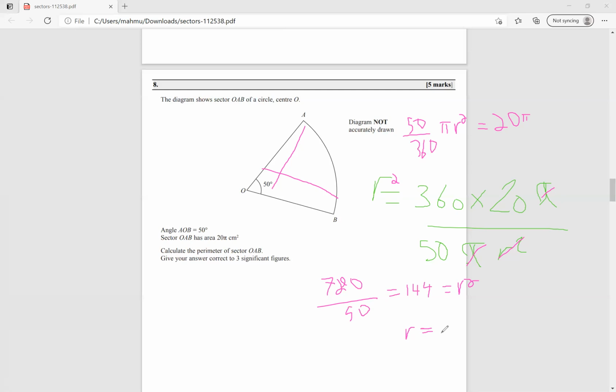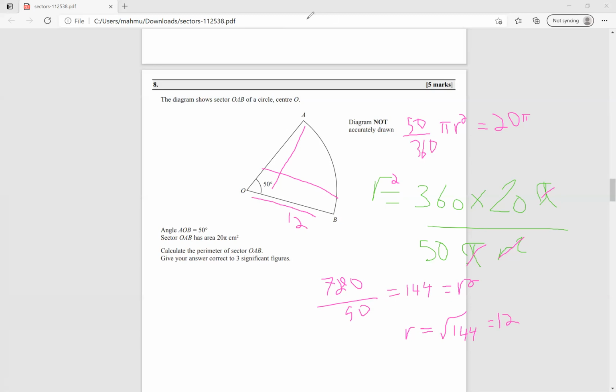Square root. So square root of 144. Now I know my R is equal to 12. Square root of 144 is 12. So R is now equal to 12. So my radius is 12. So now I know each of those lines is 12 centimeters. Now using this information, you could work out the perimeter of this whole thing.